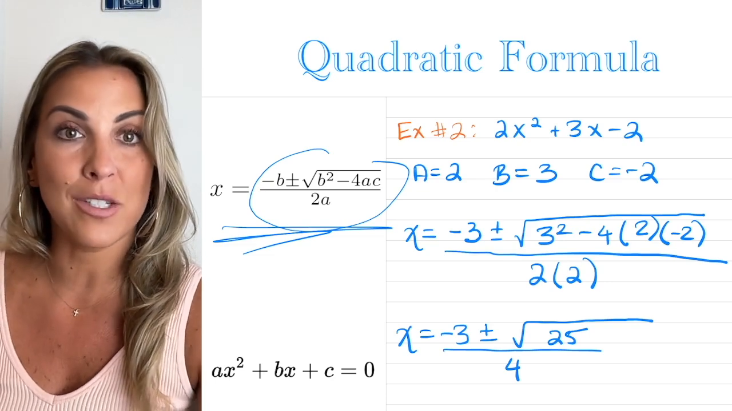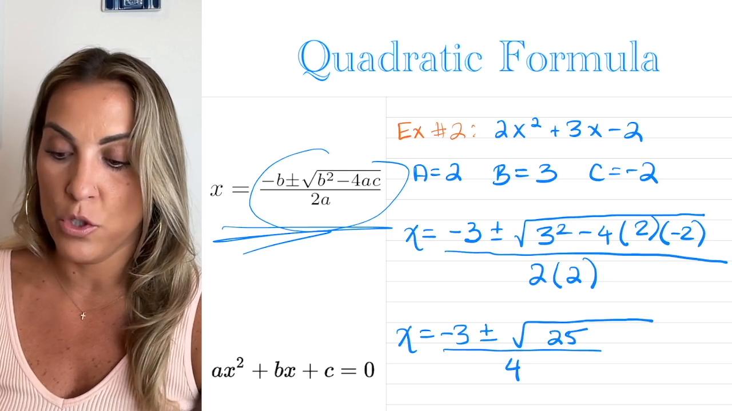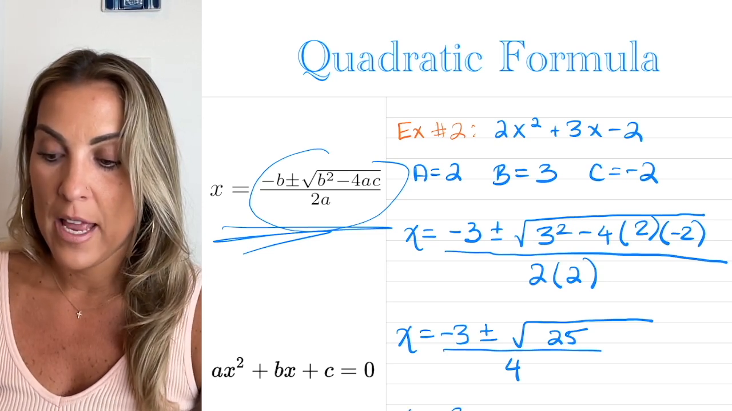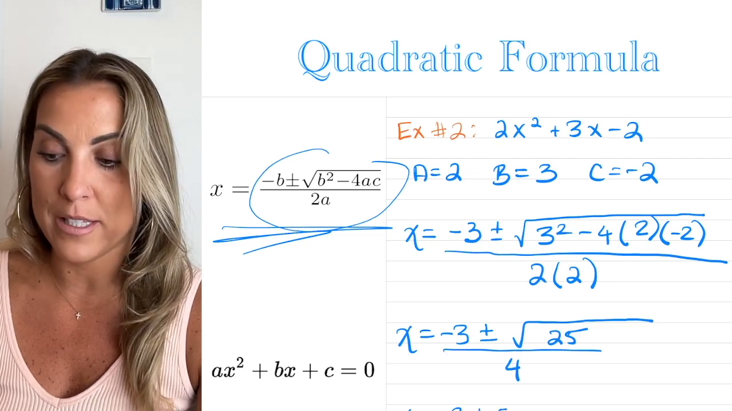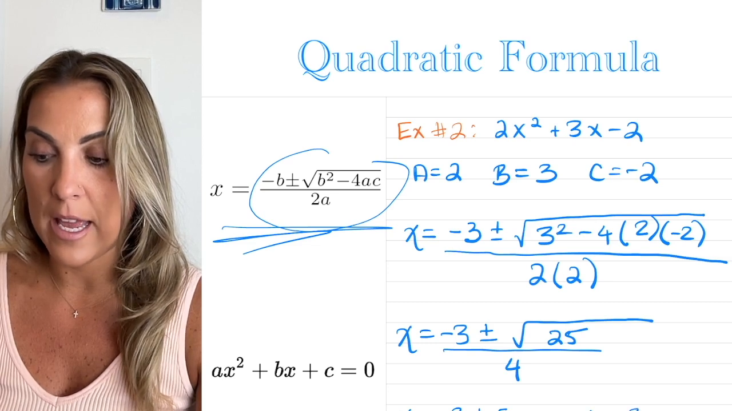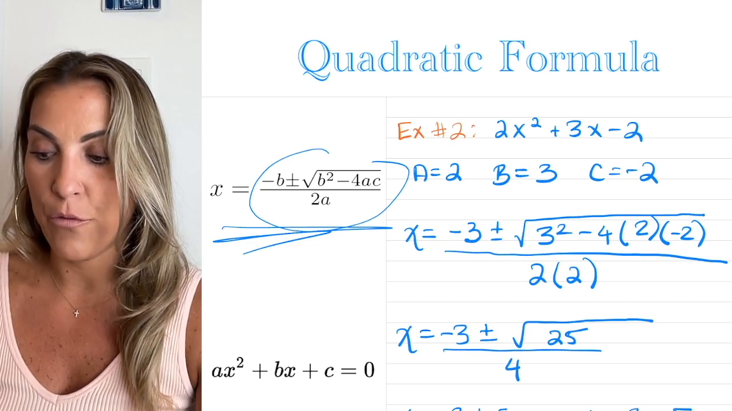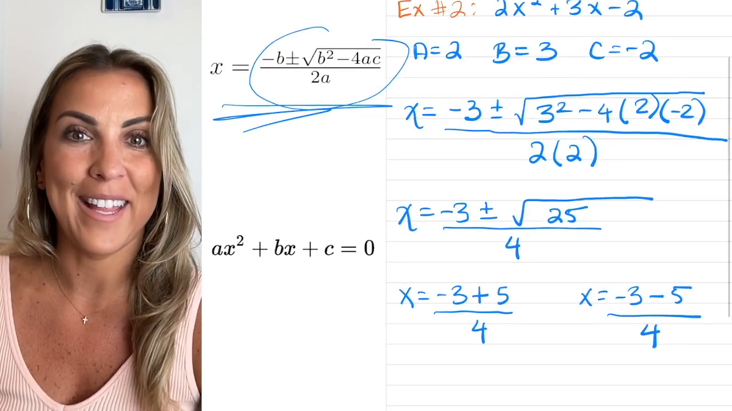So now remember that plus or minus symbol is where we're going to split this up into our 2 possible solutions. So I'm going to have x equals -3 plus, the square root of 25 is 5, so -3 plus 5 divided by 4. And then I'm going to have x equals -3 minus 5 over 4. Oops, sorry, you guys don't see that part. All right, there we go.